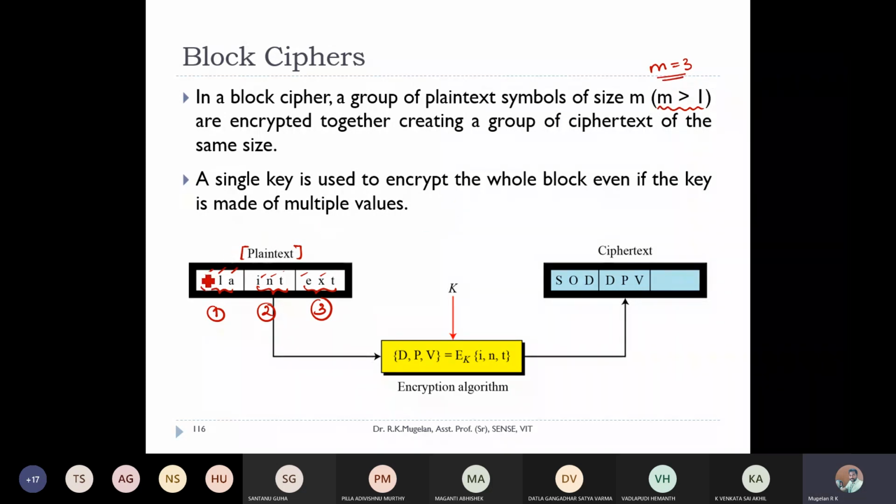So here what will happen is, I'll take a single block, that is, I'll take block number 1 and encrypt it using the key called K to get the cipher text of block 1. And the second block will again be encrypted separately here. And the third block will be encrypted like this separately. So this is a major difference between stream ciphers and block ciphers.